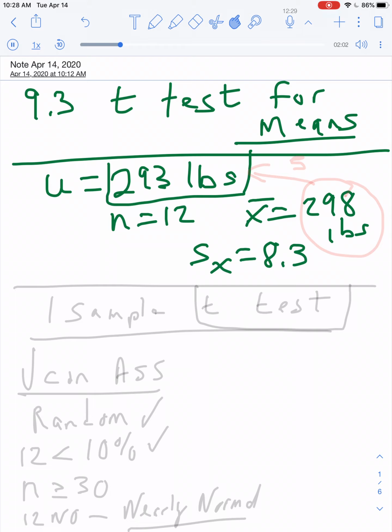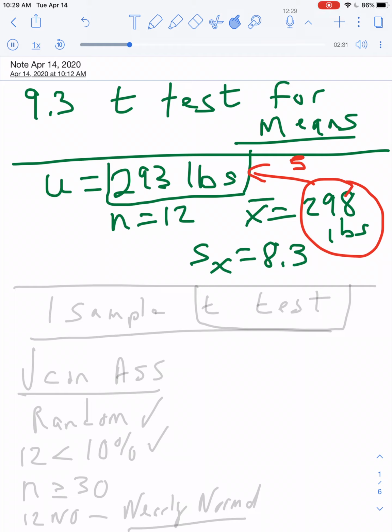I want to know, is this 298 significant compared to 293? It's only a difference of 5 pounds. They say that's no big deal. But maybe it's significant, maybe it's not. This is why we do significance tests, because you don't really know until you do a test to see if that is a significant number. Sometimes very small numbers can be significant, sometimes they may not be.